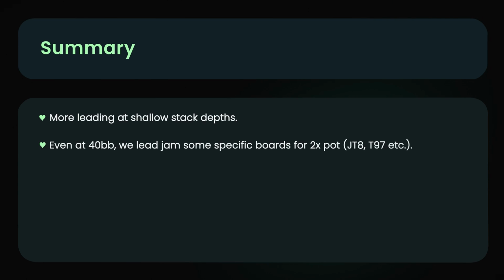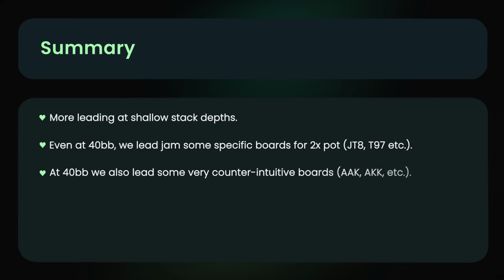Even at 40 bigs, we do lead jam some specific boards here for 2x pot, specifically very medium ones like Jack 10-8, 10-9-7, etc. And that's going to happen at a reasonably high frequency. Like on the Jack 10-8 flush draw, for example, we 2x pot jammed like 1/4 of the time, which is quite a lot considering the amount of money we're putting into the pot there. The main driver of that is that we have a lot of top pair and second pair, plus draws that has a lot of equity. The board will often change equities by the turn or river, so we prefer just realizing all of our equity right here to avoid playing difficult turns out of position.